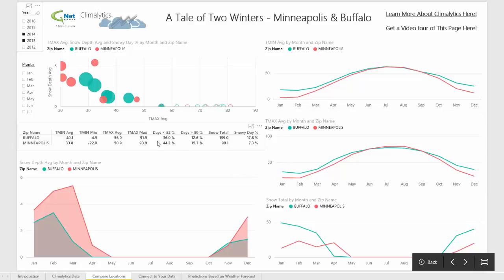You can then see here on the grid that there are additional calculations you can do with these measurements, such as the percentage of days that are less than 32 degrees, the percentage of days above 80 degrees, aggregate snowfall over the 2-year period, so on and so forth. So in general, you can see that Buffalo tends to be a little bit snowier, but Minneapolis tends to accumulate more snow and be a little bit colder.